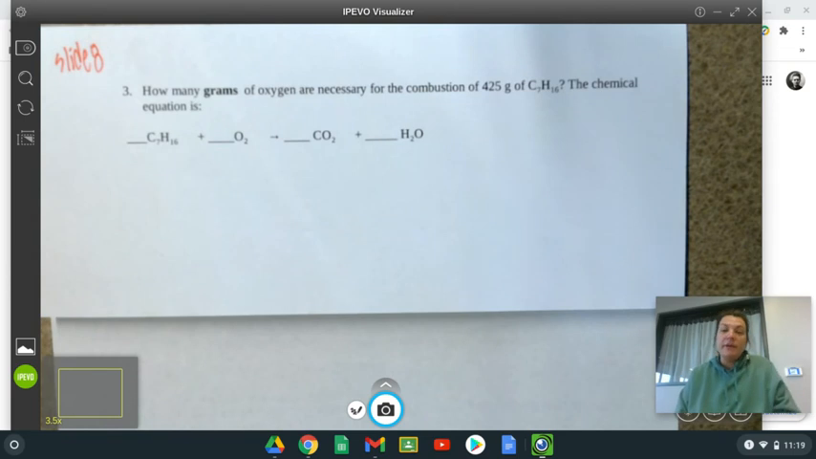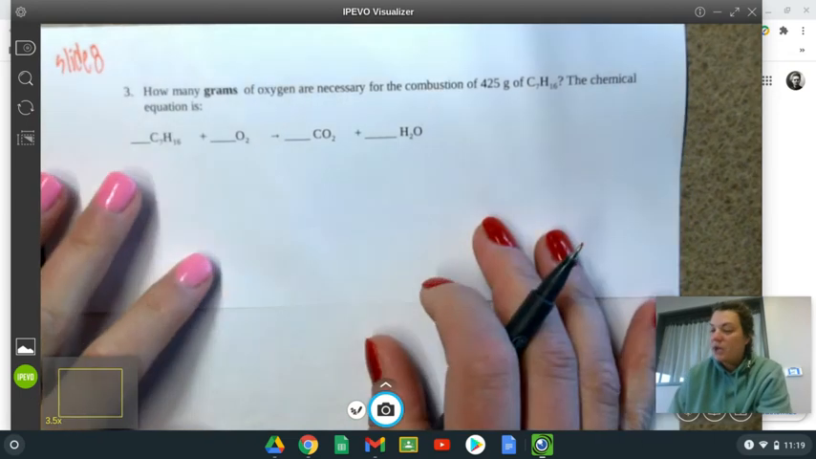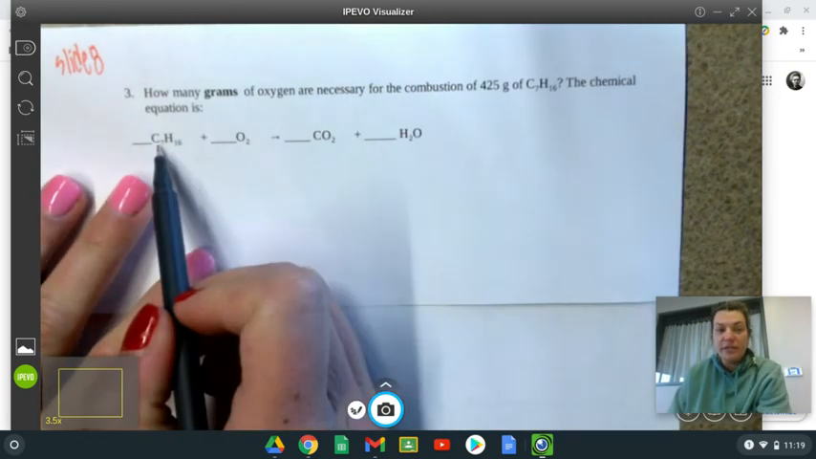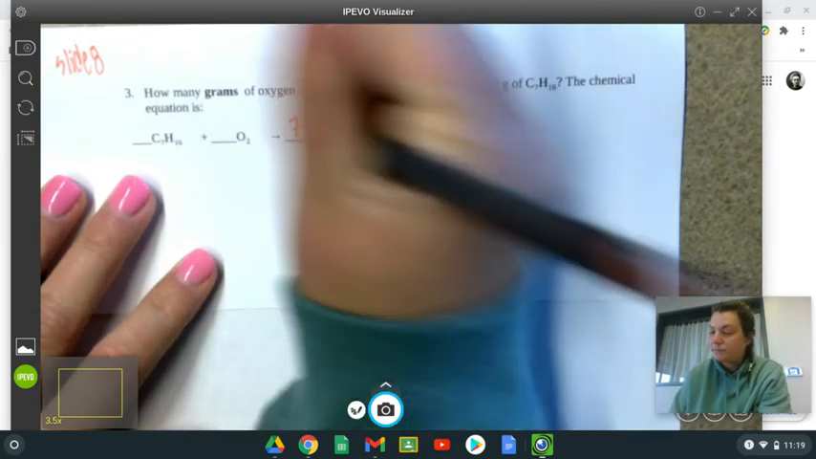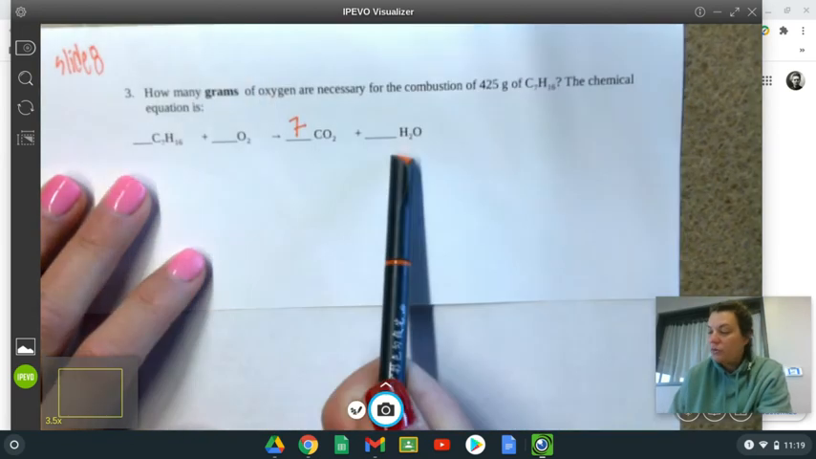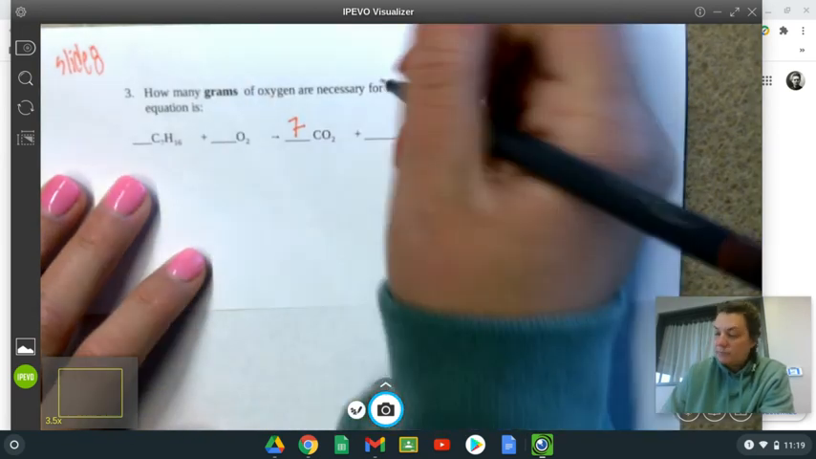It just says, how many grams of oxygen are necessary for the combustion of 425 grams of C7H16. The chemical equation is here. So the very first thing that we have to do is balance. So that's what we're going to do. So there's 7 carbons here. There's only 1 here. So I'm going to put a 7 here. 16 hydrogens here. Only 2 here. So I'm going to put an 8.